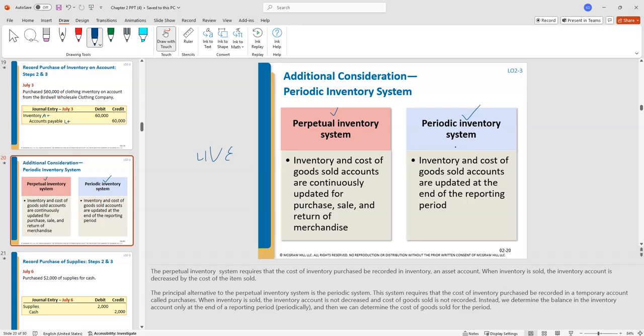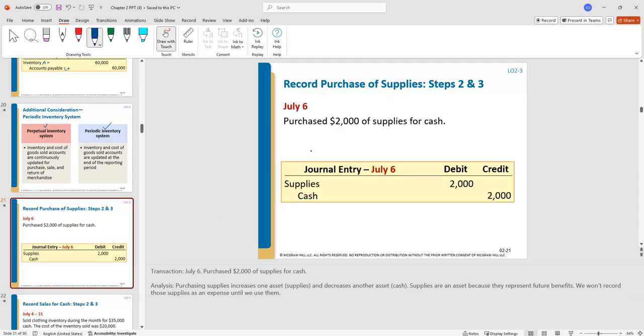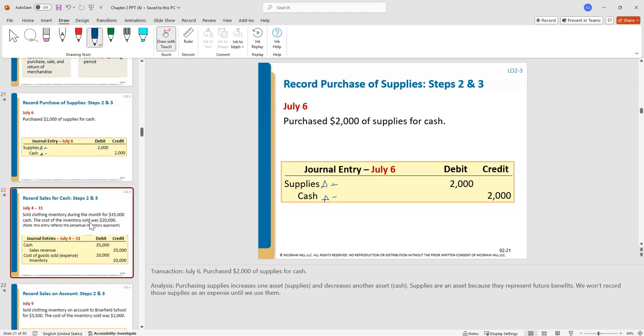We'll talk more about that in the inventory chapters. All right, bought supplies for cash, right? We got supplies, we gave cash, asset plus, asset minus, total debits equal our total credits.